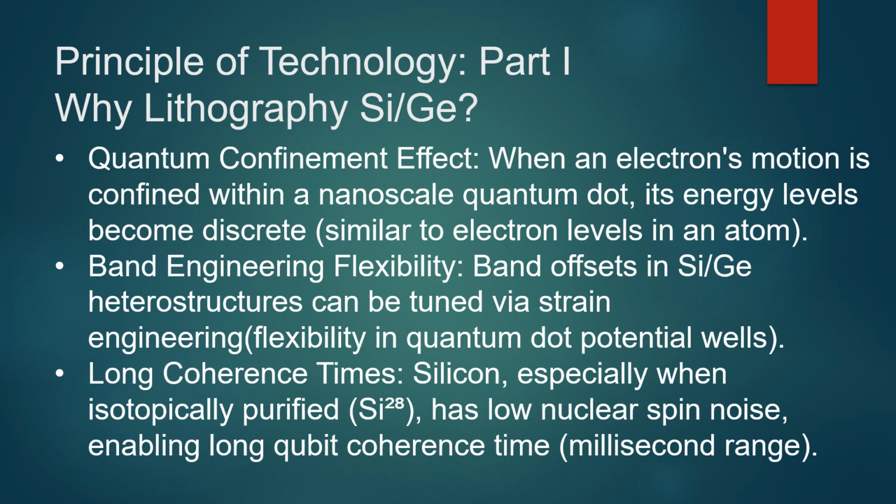The band engineering flexibility allows us to change the silicon germanium band offset in the heterostructure, which is very useful if we want to change the quantum dot potential well. And lastly, because this material has a long coherence time. Silicon, especially isotopically purified silicon, has low nuclear spin noise, enabling long qubit coherence times, usually in the millisecond range.